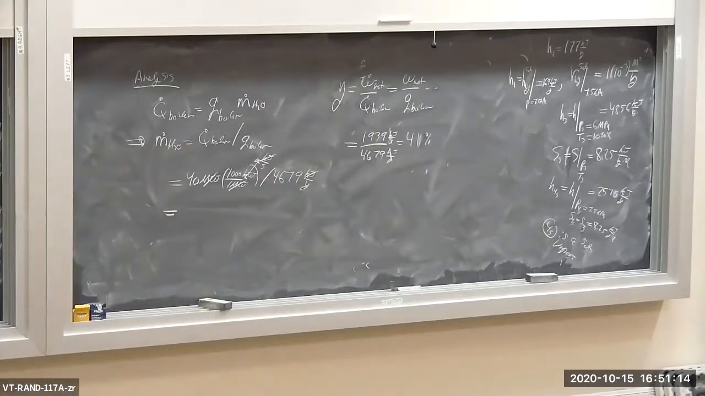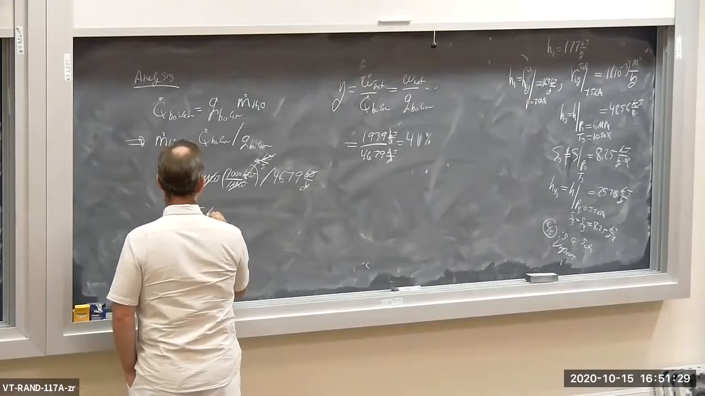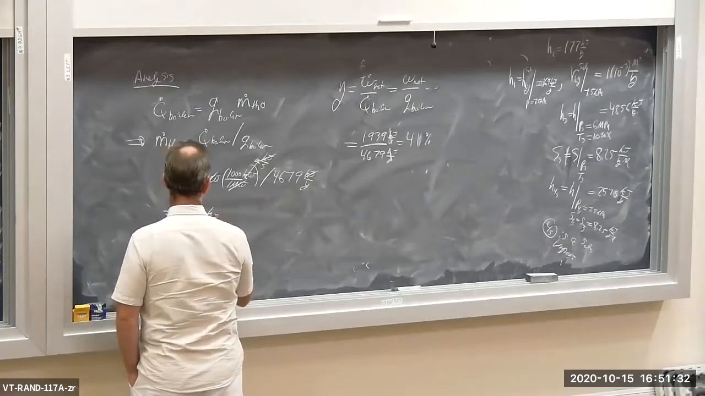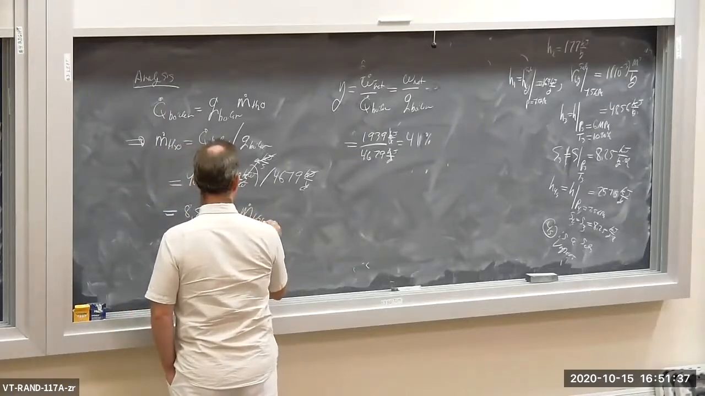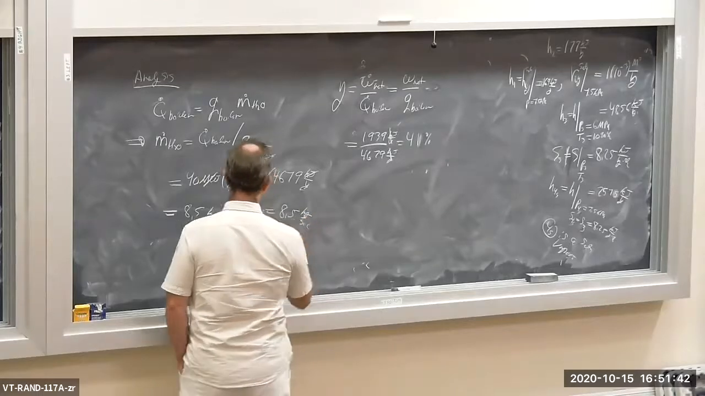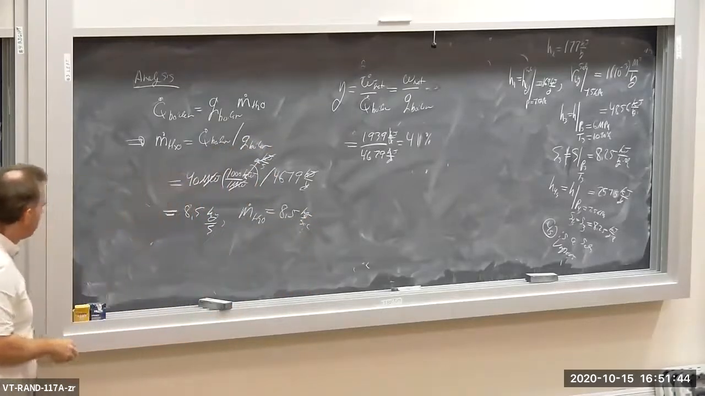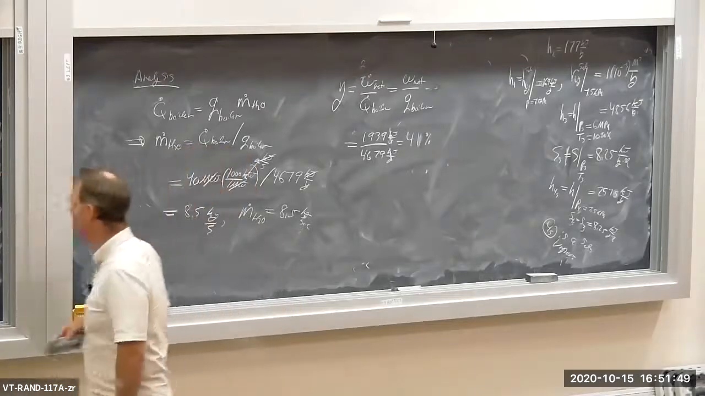Let's see here. I get 8.5 kilograms per second. So m dot H2O equals 8.5 kilograms per second. Yes. Okay. 8.5 kilograms per second.